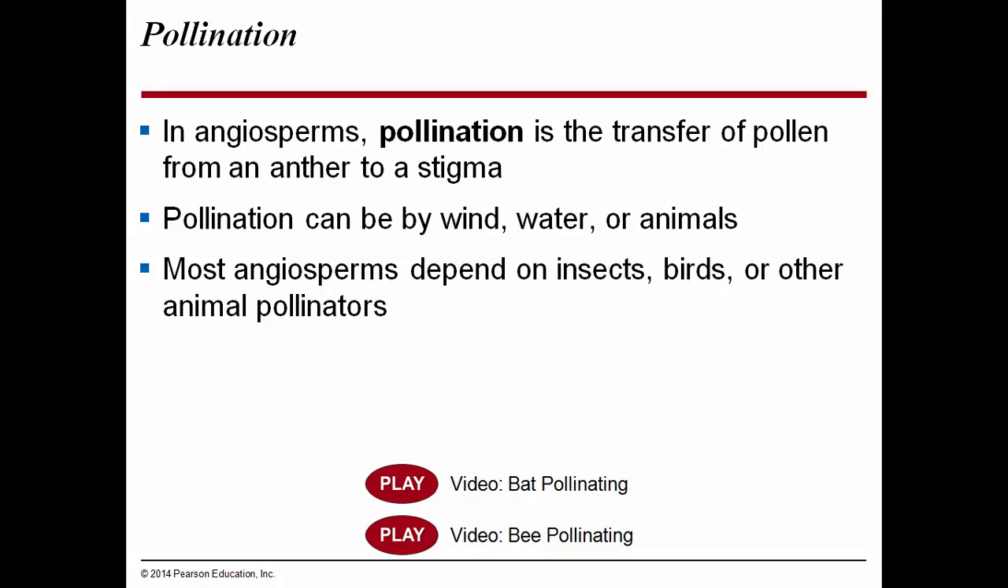In angiosperms, pollination is the transfer of pollen from an anther to a stigma. Pollination can be by wind, water, or animals. Most angiosperms depend on insects, birds, or other animal pollinators.